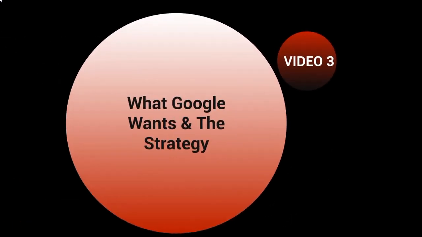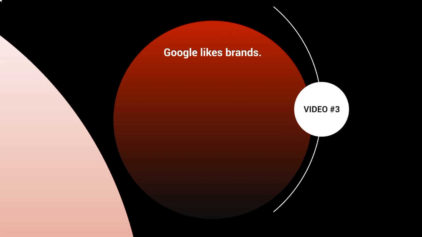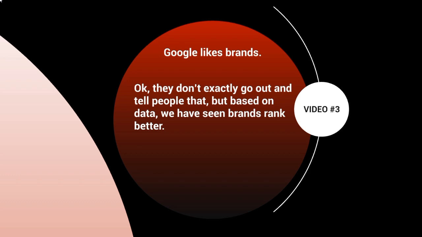Hello and welcome back. This is video number 3, and this is all about what Google wants and the strategy. Now, we don't know exactly whether this is true or not, but based on the data that we have seen, and based on the data that has worked not only for us but for many others, Google likes brands. Now, it's not necessarily that they particularly like brands because brands make a lot of money or anything like that, but what we've realized are certain variables that make a brand stand out. So they don't exactly go out and tell people that they like brands, but based on the data that we've seen, we have seen brands rank better.